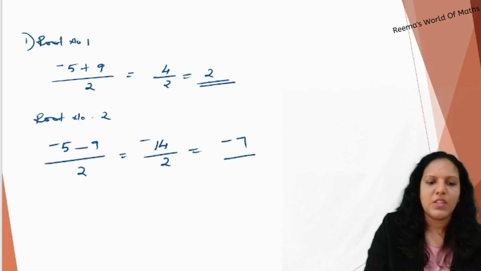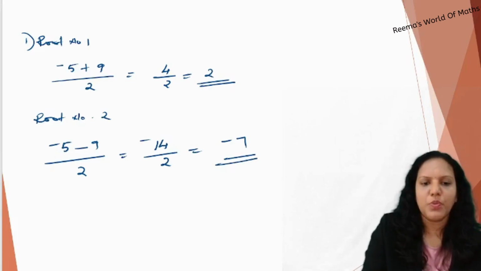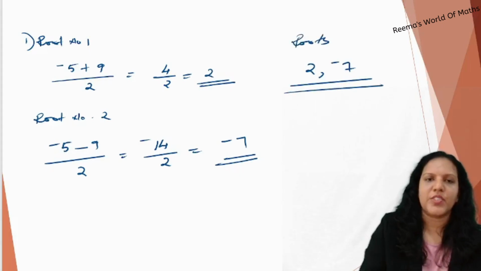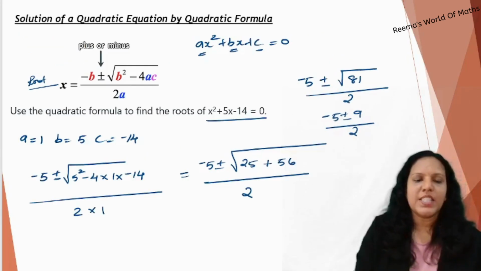So those are the two roots. By using the formula, we find the two roots: one is 2 and the second one is minus 7. These are the two roots of that quadratic equation, and we found them using the formula. So we need to learn this formula by heart.